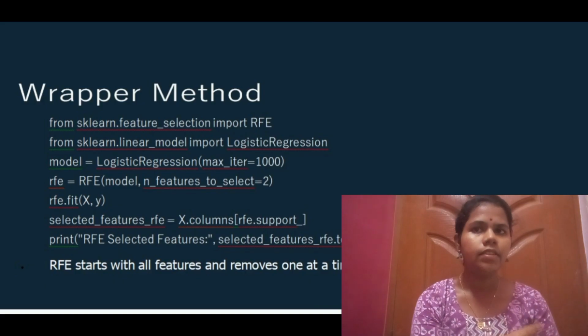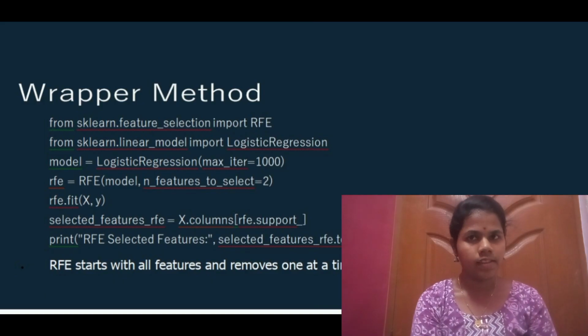So in summary, this code uses RFE with a logistic regression model to select the two most important features from the dataset by recursively removing the least useful ones.